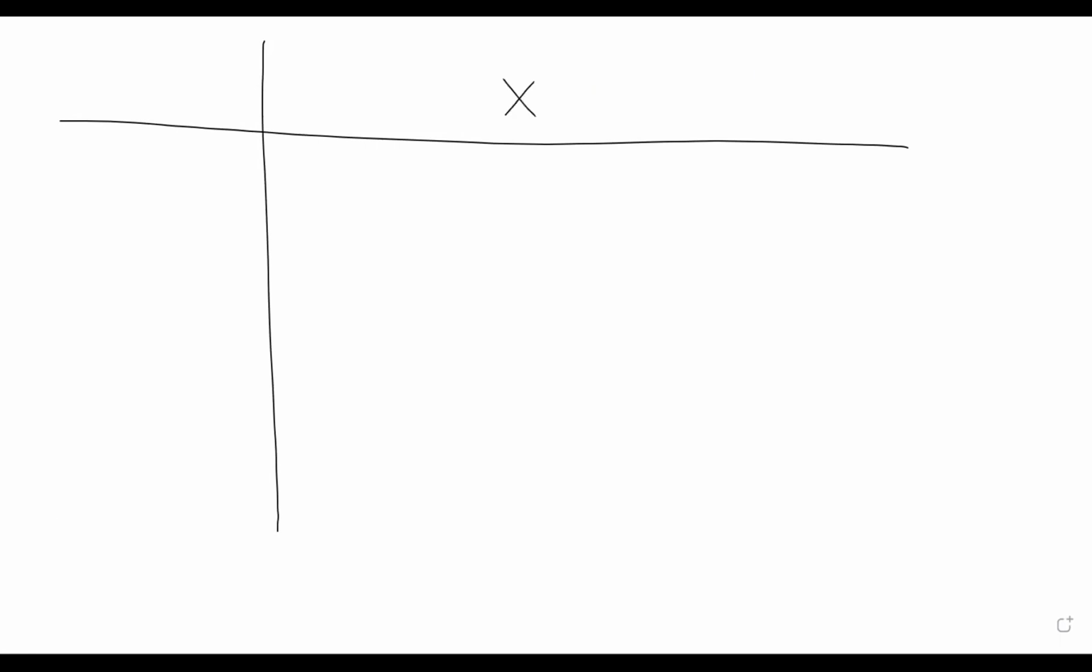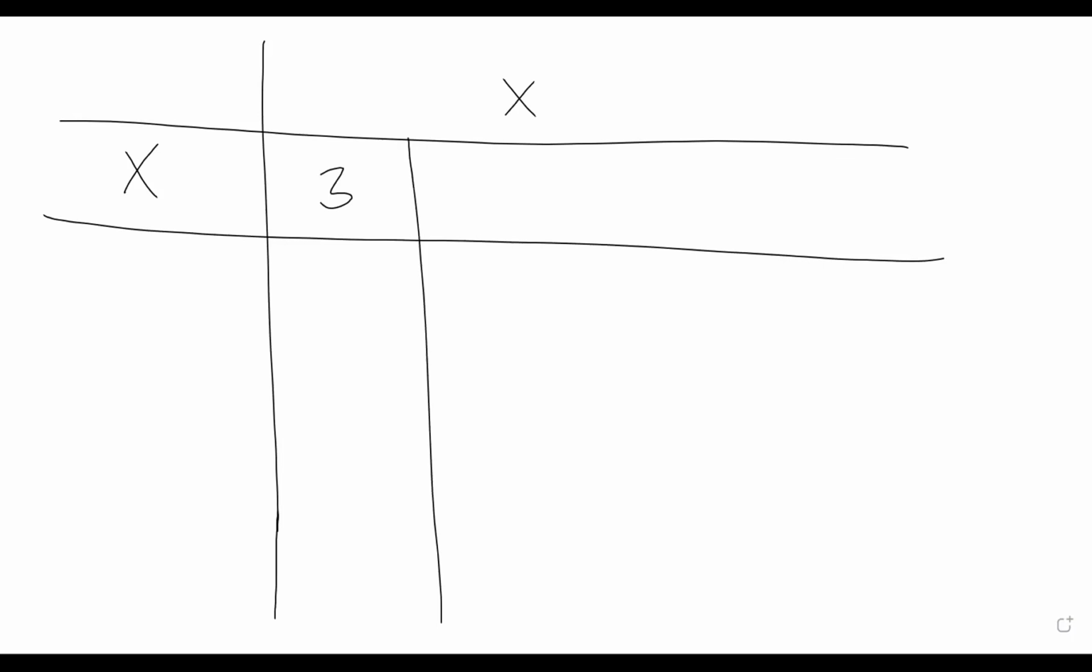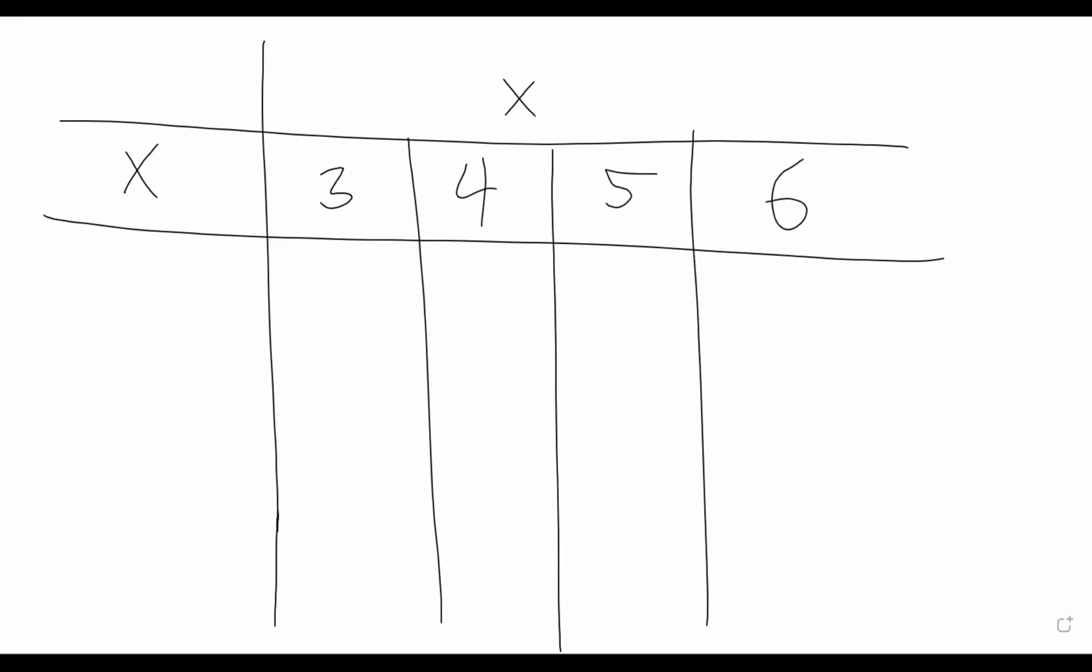Here's little x. Here's capital X. Capital X could be 3, it could be 4, it could be 5, and it could be 6. The number of requests for a magazine could be 3, 4, 5, or 6.